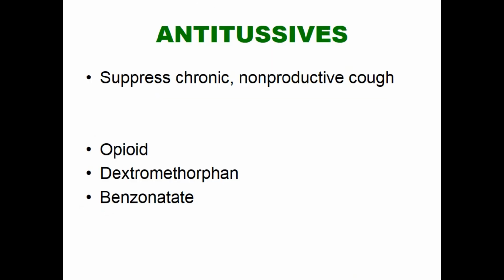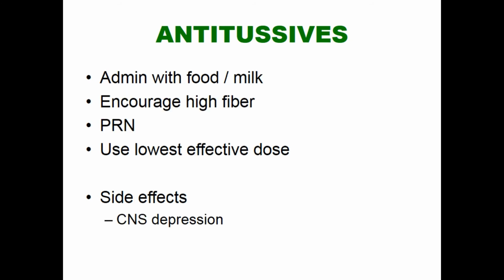Antitussives suppress a chronic non-productive cough. That's the key, non-productive. They can be opioids, dextromethorphan, or others. Antitussives should be administered with food or milk, but you need to encourage high fiber with their diet. They are PRN medications, but you want to use the lowest effective dose because they can cause the side effect of CNS depression.